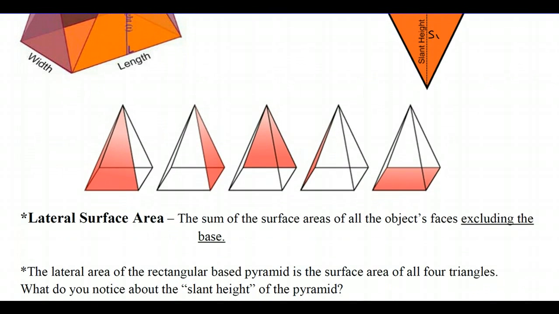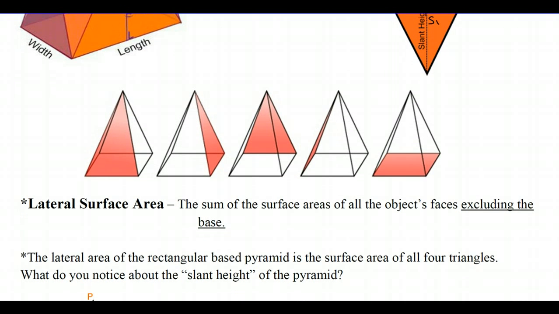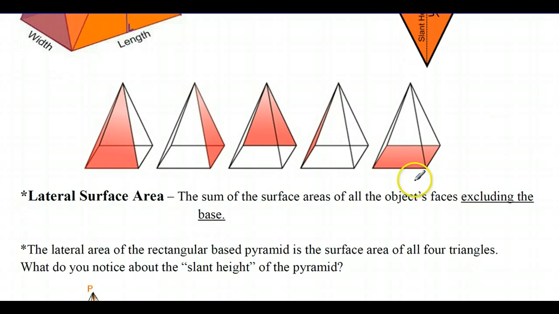If we talk about the lateral surface area, we're talking about the sum of the surface area of all the object's faces, excluding the base. So if we think about a pyramid, just think that it's resting on its base. It's a pyramid in Egypt, and it's resting on its base. And if we want to figure out the area, we're really only interested in the area of the triangular faces. So the lateral area of the rectangular base pyramid is the surface of all 4 triangles.